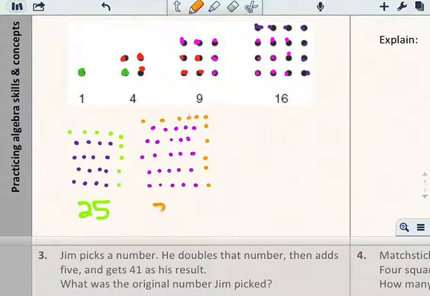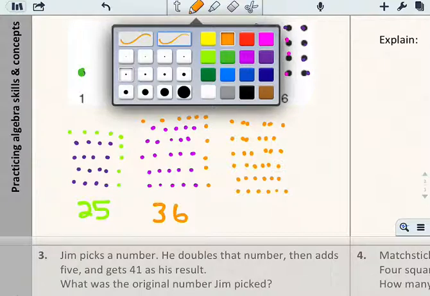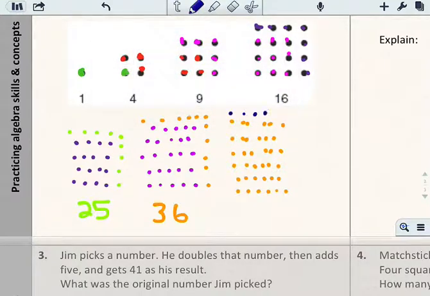So 6 by 6 should be 36. Then we'll start out with a 6 by 6: 1, 2, 3, 4, 5, 6 for each row. And then we'll add a row on the outside, making it 7 by 7. And that should be 49.